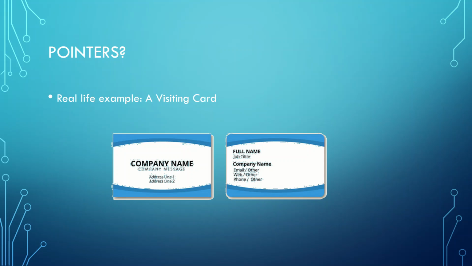Similarly, pointers are those variables which store the address of another variable. Is that clear? Pointers are those variables which store the address of another variable. Let's see that.